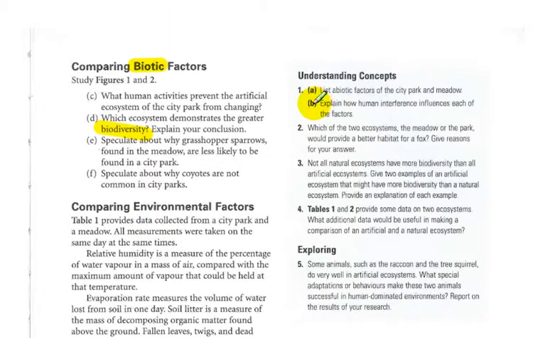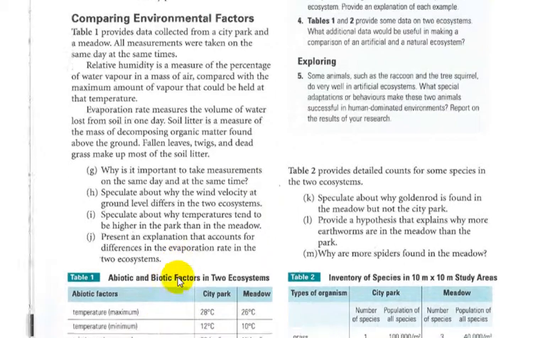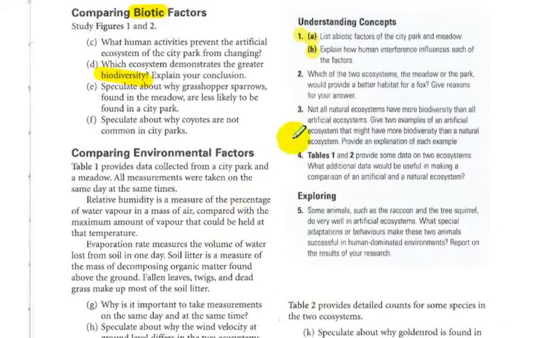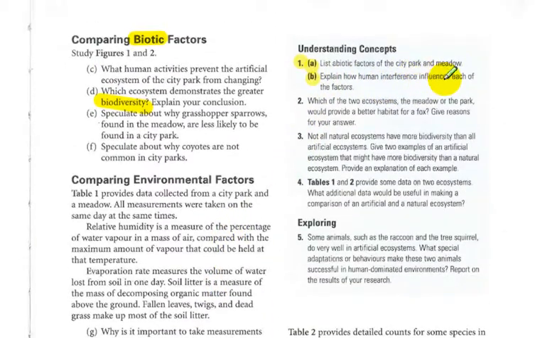But in terms of understanding concept questions, number one, yeah, we can do that one. List abiotic factors found in a city park or a meadow. You can grab some of these from down here if you like. And then explain how human interference influences the factors that you mentioned up here. Two, we can do that question. Which of the two ecosystems, the meadow or the park, would provide a better habitat for a fox? So where would a fox find it easier to live?